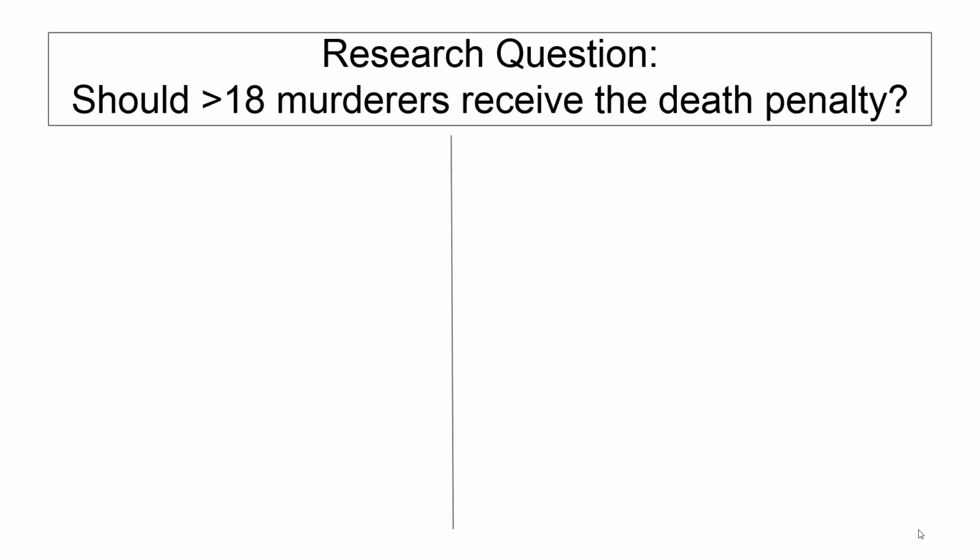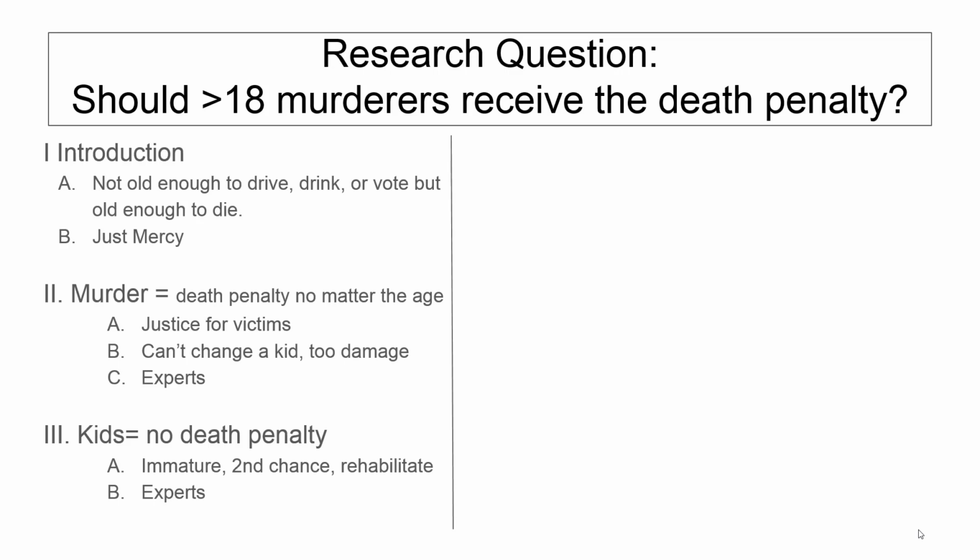Let's pretend the research question is, should children under the age of 18 who are murderers receive the death penalty? You'd start with your introduction explaining that children who are not even old enough to drive, drink, or vote are old enough to die in some states because of the death penalty. You'd also reference your book, Just Mercy, at this point with some of the stories that Bryan Stevenson brings up.